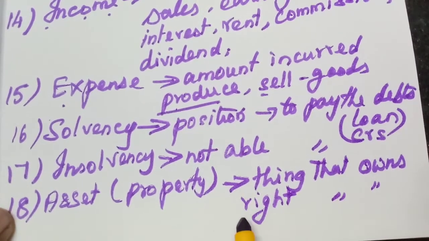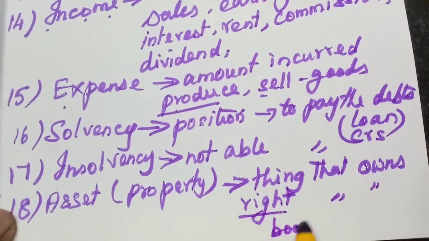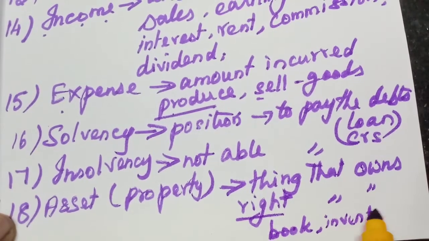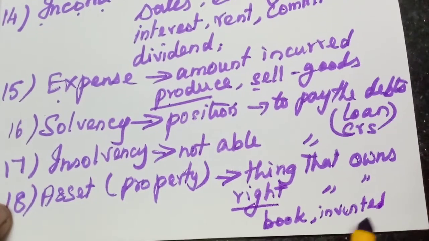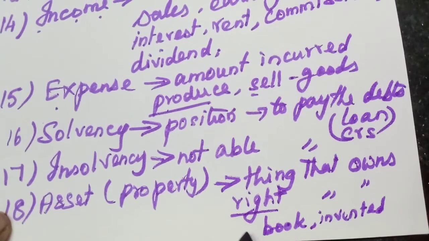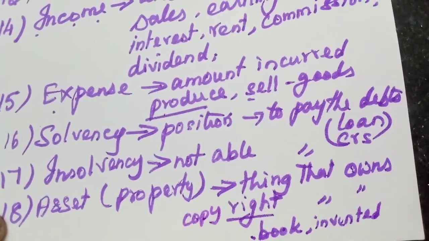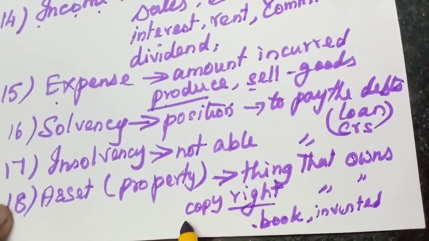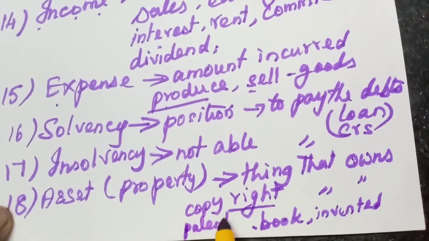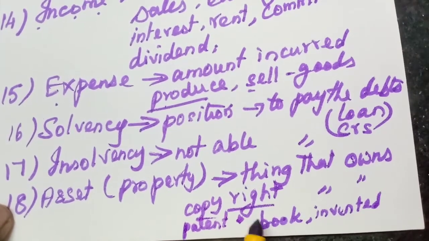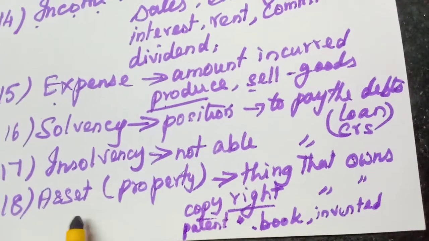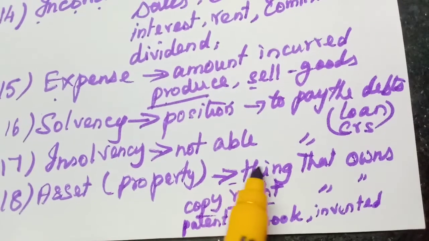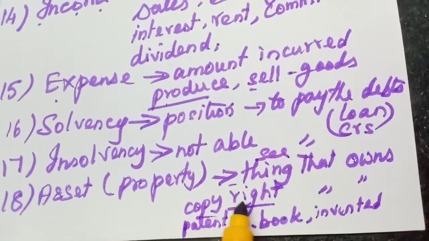For example, if you write a book, or if you have invented something, as a scientist or anyone, we will be getting one right, that is called copyright for the book. For inventing something, that is called patent right. If you have that right, that is also called an asset, but we cannot see that asset. The assets that we own, we can see them, but these rights we cannot see.